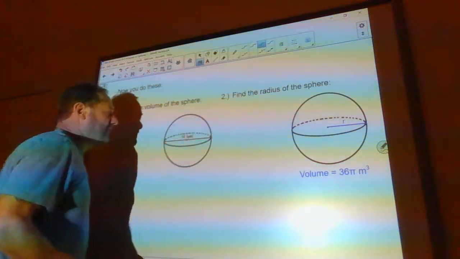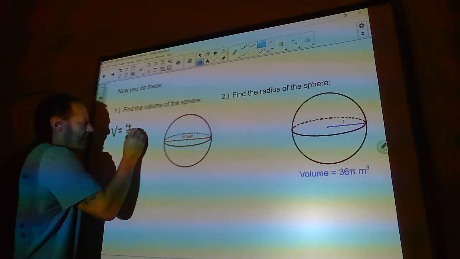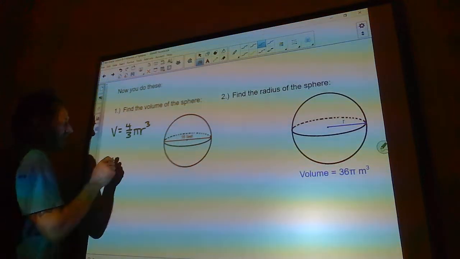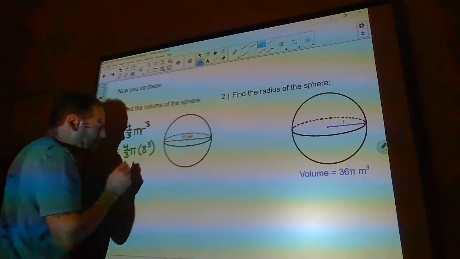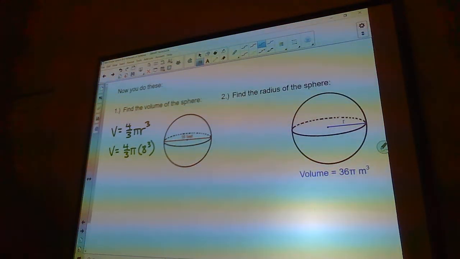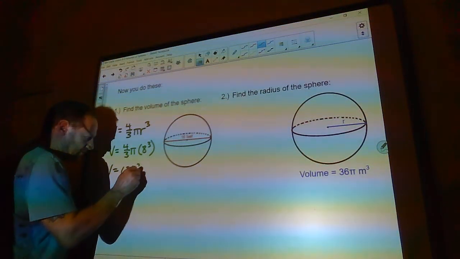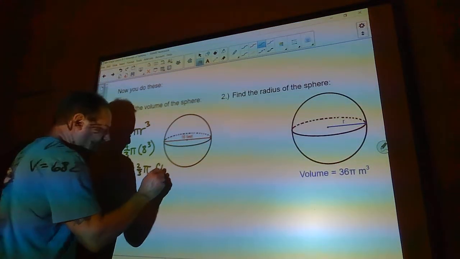Okay, on this one, keep in mind, remember the formula. This is why we write these things down. 4/3 pi r cubed, not diameter cubed, radius cubed. So I need to convert this to a radius. That's going to be 8. So this is 4/3 pi times 8 cubed. 8 cubed is 512, times 4 divided by 3. This is going to be 682 2/3 pi feet, exactly.